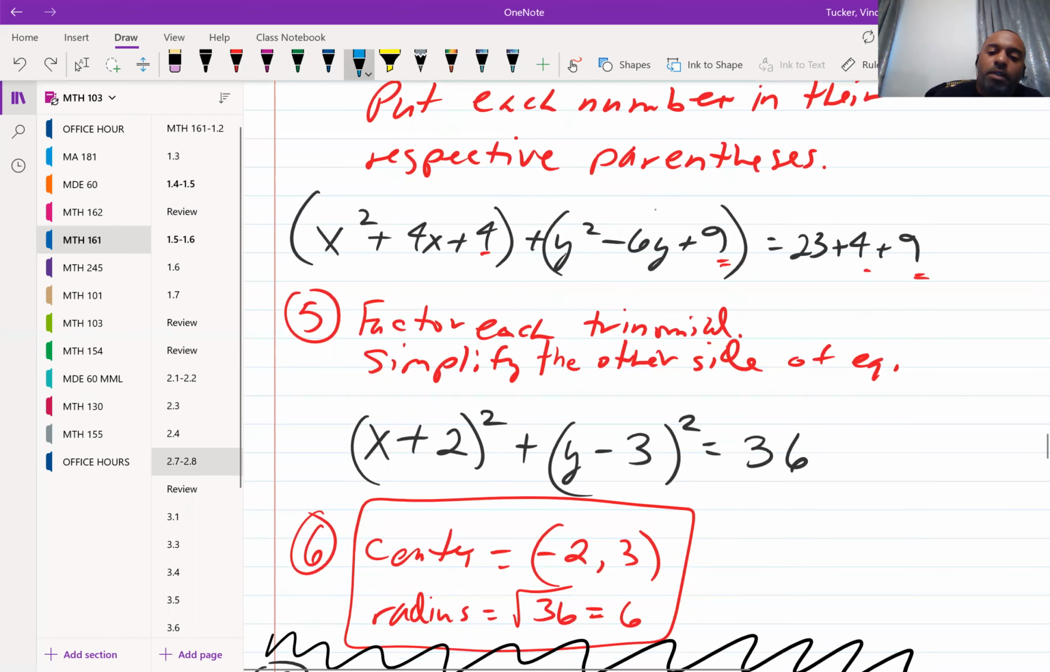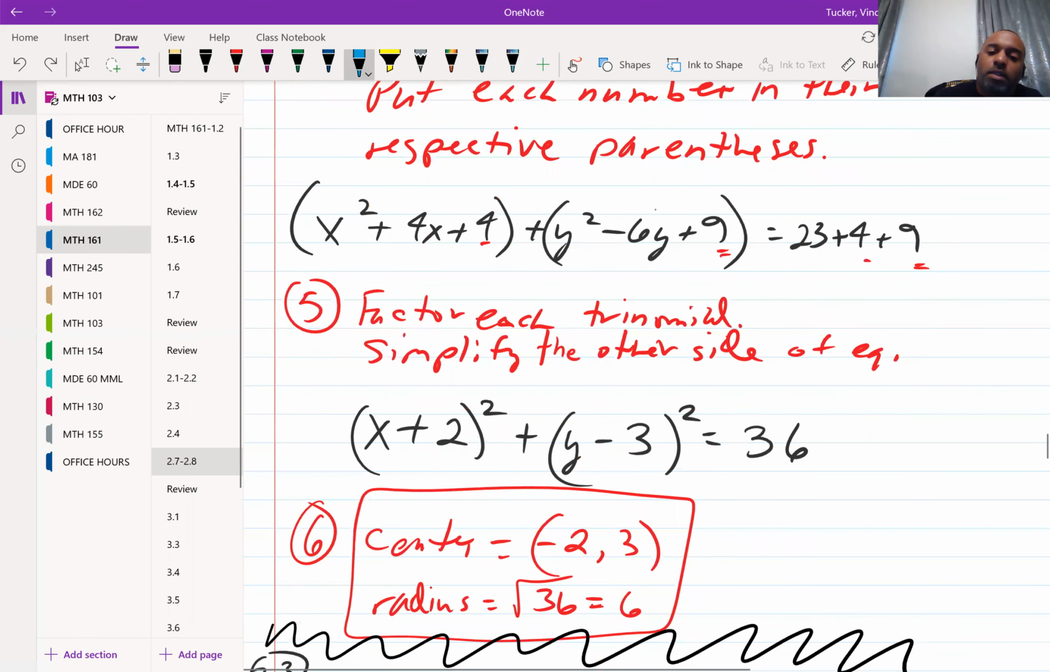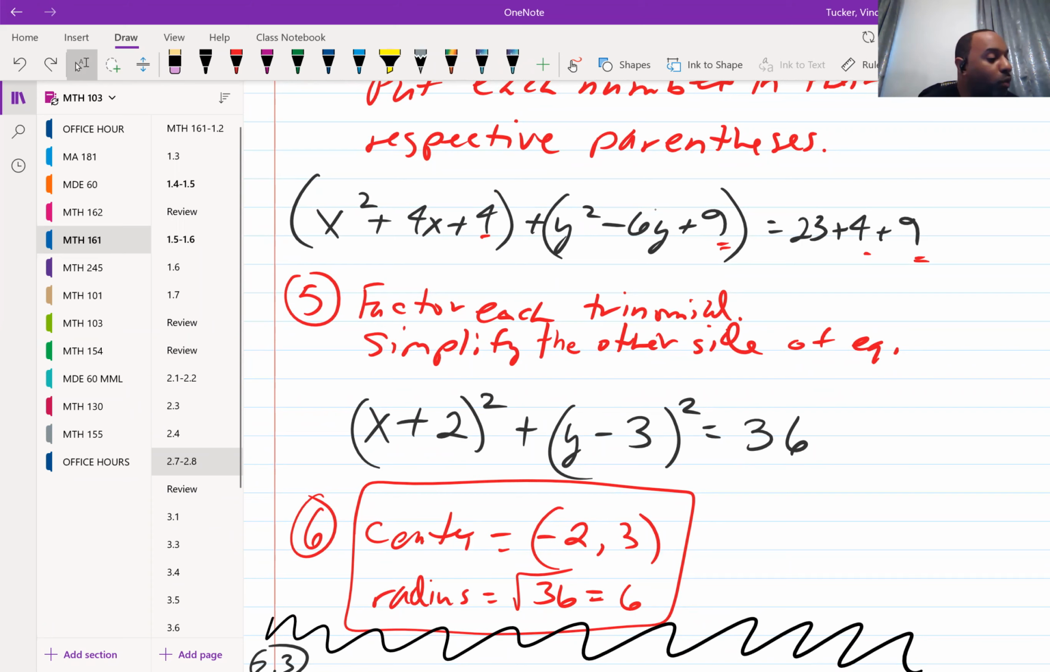Once you've done that, you can pick out your radius and your center. Your center will have the coordinates of each opposite sign. So we had x plus 2. That's why we have negative 2 for our x, y minus 3, positive 3 for our y of our center. And then take 36, and the square root of that will be 6. So our radius will be 6.